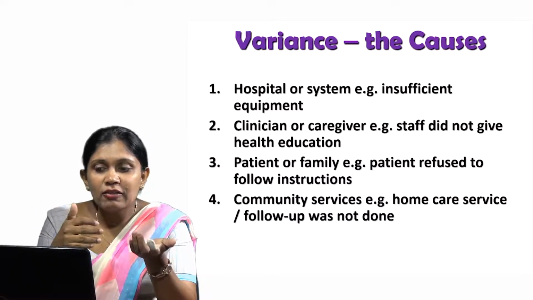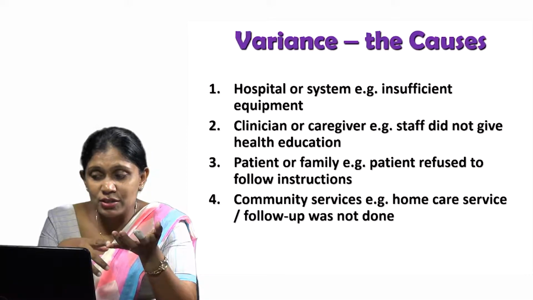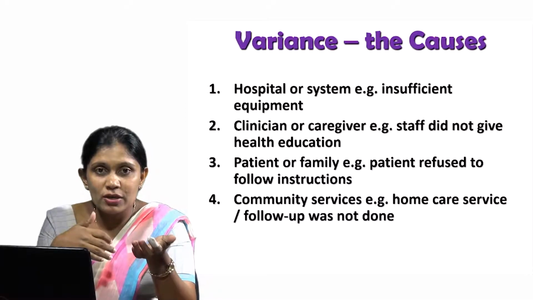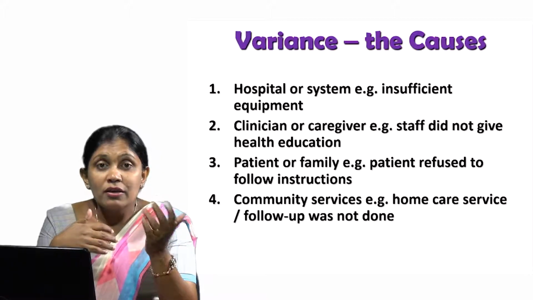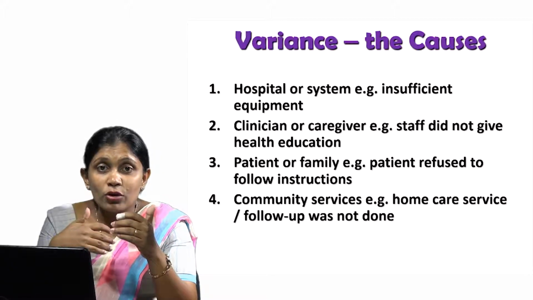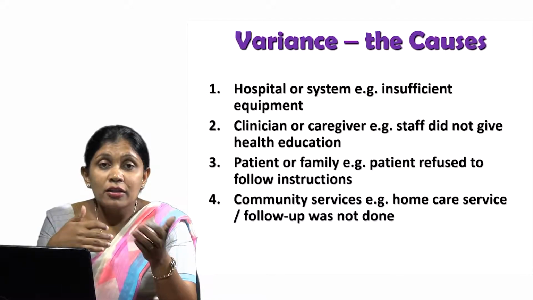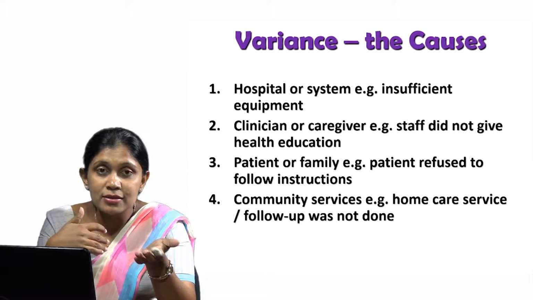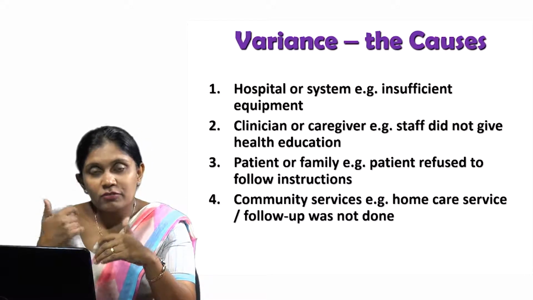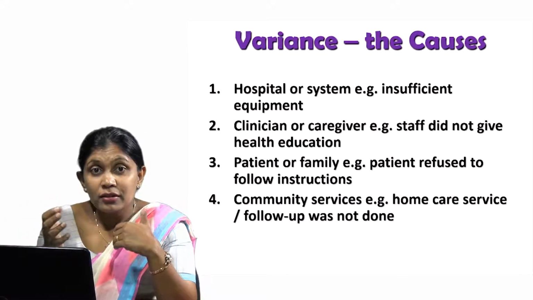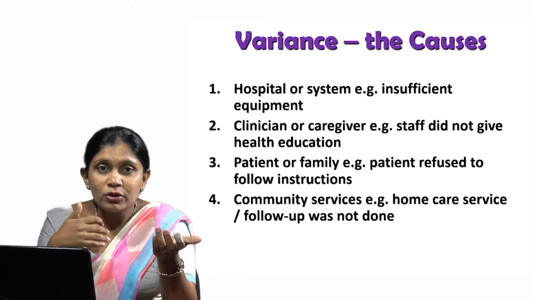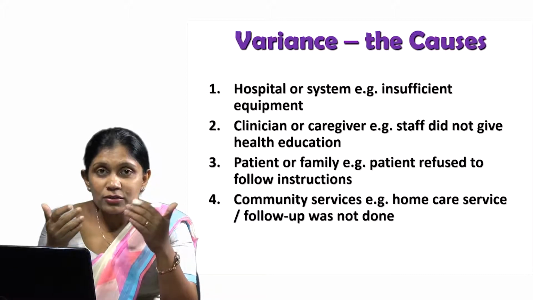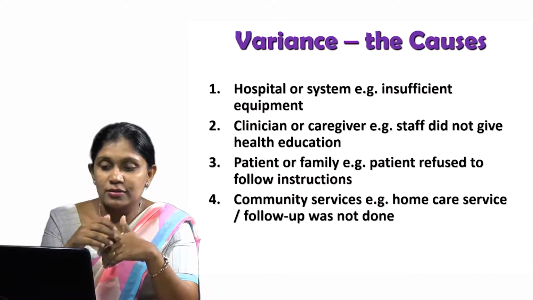Then the second one is clinician or caregiver issues. As an example, staff did not give proper health education. Very simply, if the patient is admitted for coronary artery bypass surgery, they need to be given health education on deep breathing exercises pre-operatively. If they have not been given that, the expected outcome is not able to be achieved after the surgery. So that is going to be a negative variance.